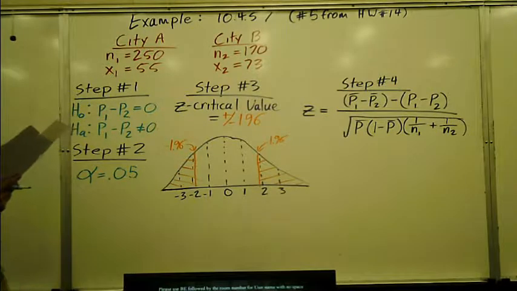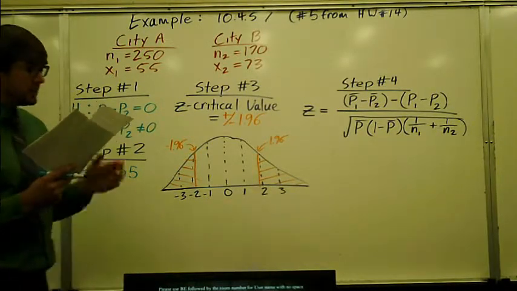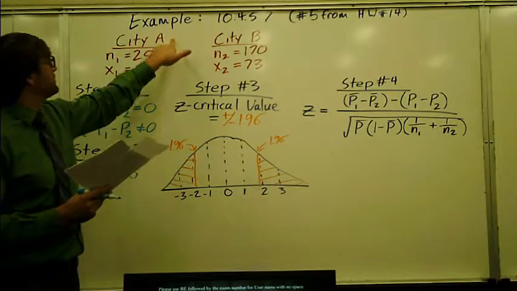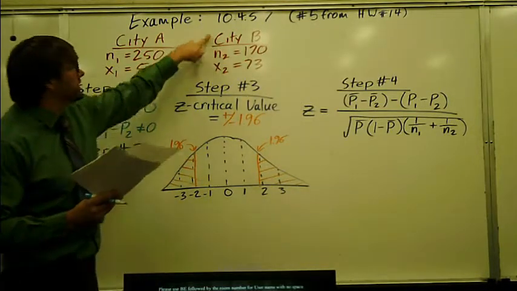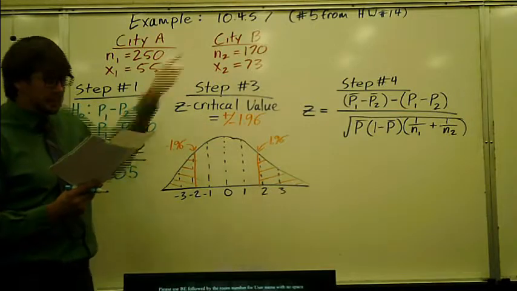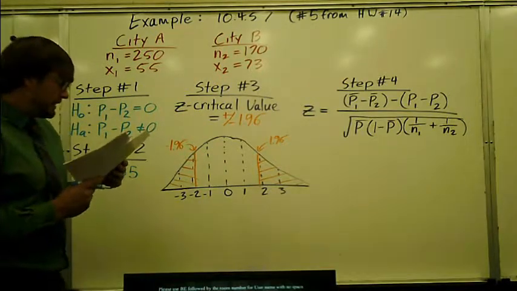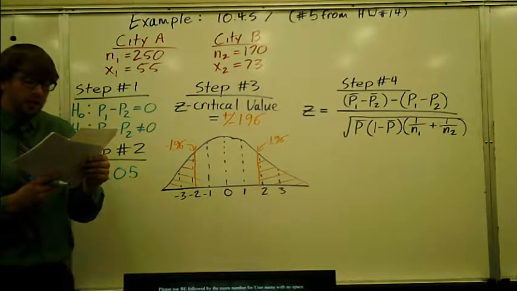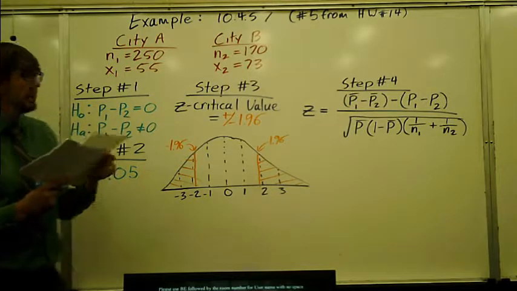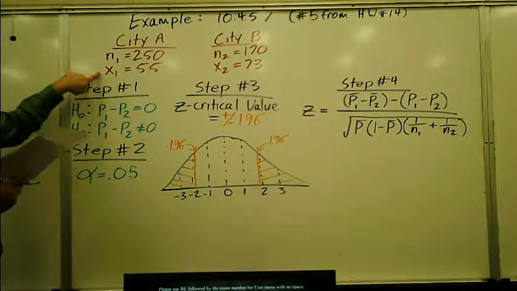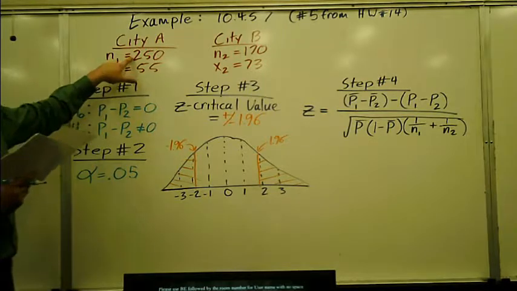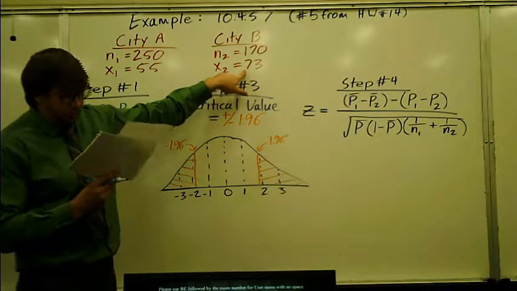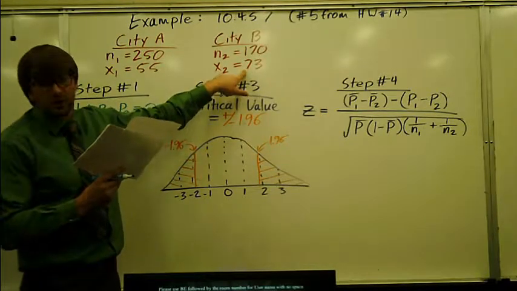Next it says, and 170 adults between the ages of 27 and 35 living in City B. So 250 from City A and 170 from City B, so of course sample size number 2 is 170. Then it continues on. Each adult selected in a sample was asked, among other things, whether they had a college degree. From City A, 55 answered yes. So 55 of those 250 had a college degree. And from City B, 73 adults answered yes to they had a college degree.